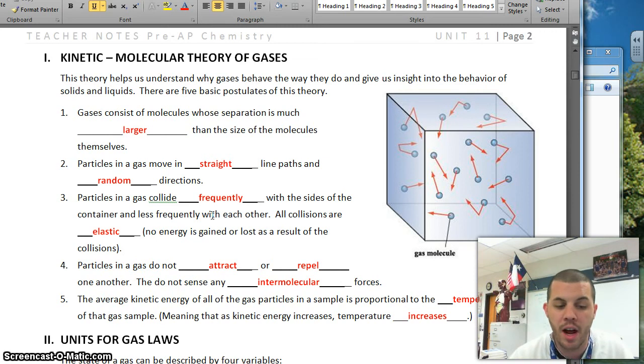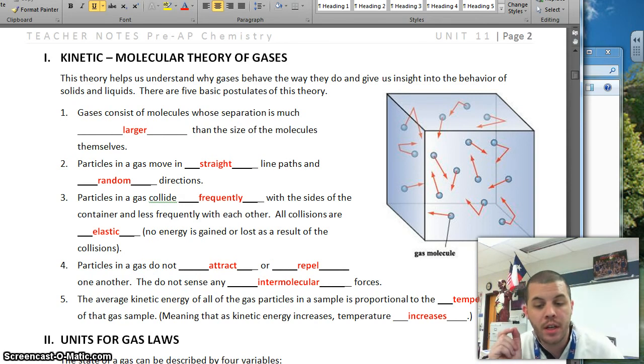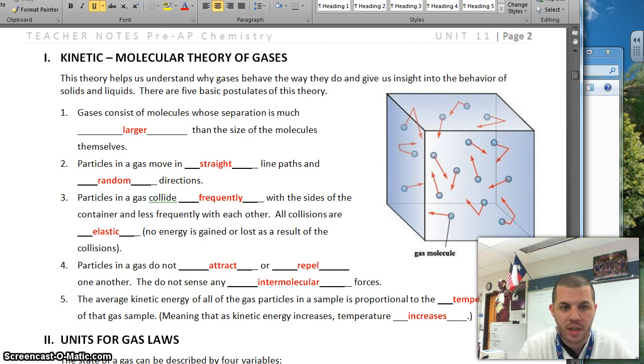Particles in a gas do not attract or repel one another. What that means is that they do not have intermolecular forces. And the last part of the kinetic molecular theory says that the average kinetic energy of all the gas particles in a sample is proportional to its temperature. All of the particles in this room are moving at a certain speed. If you were to take the average kinetic energy of those gas particles, that's what the temperature is made of. So the faster the particles are moving, or the more kinetic energy there is, the higher the temperature is, and vice versa. The colder it is, the slower the particles are moving.